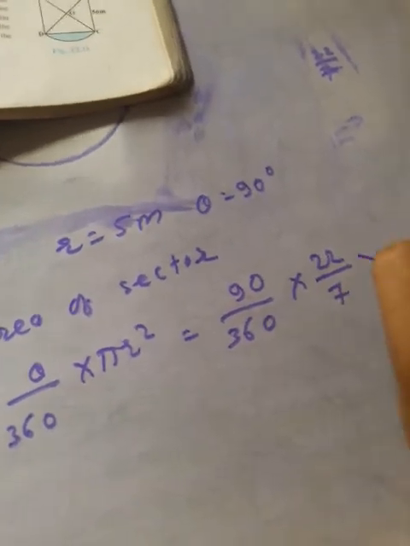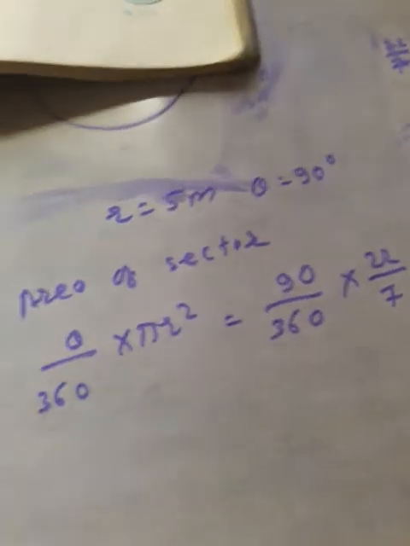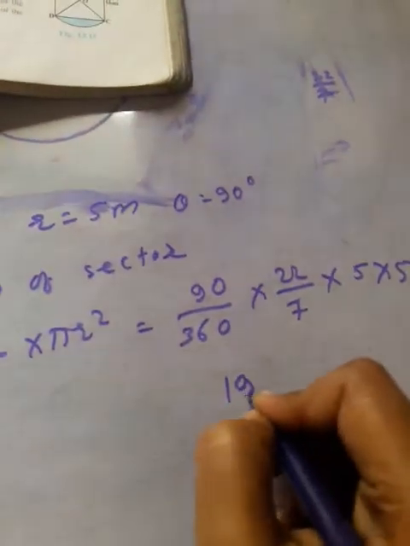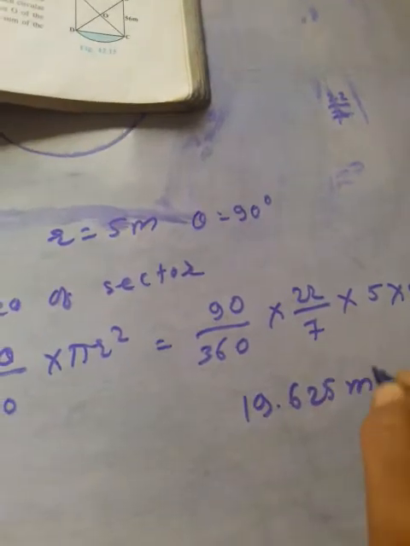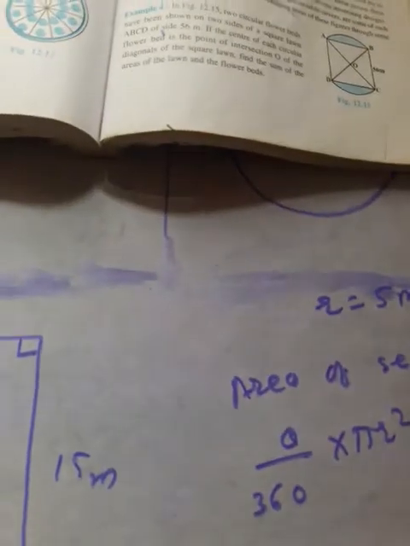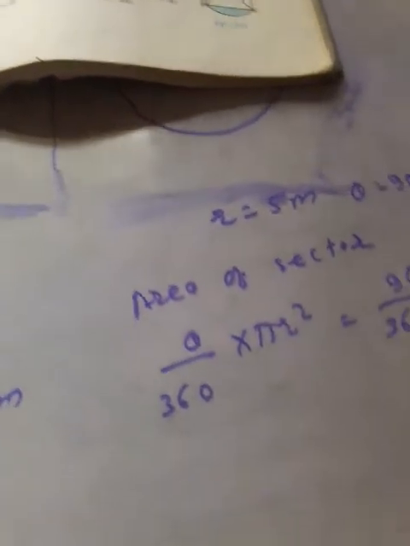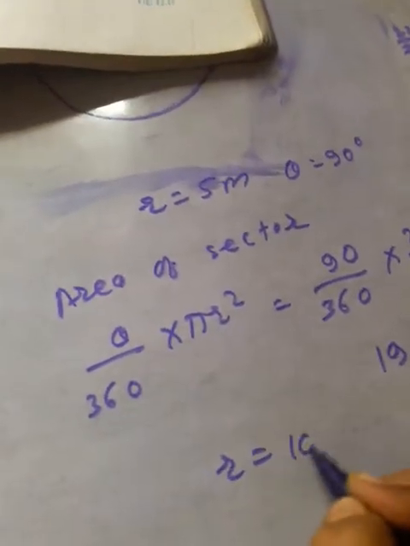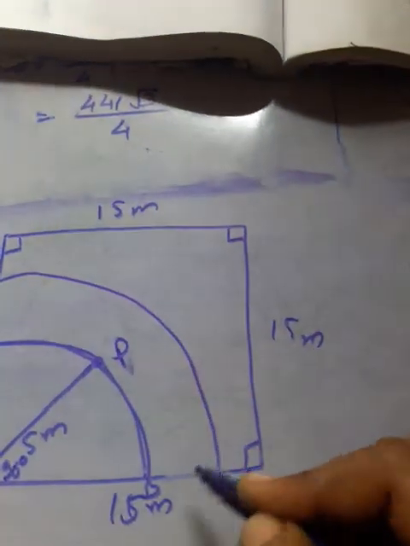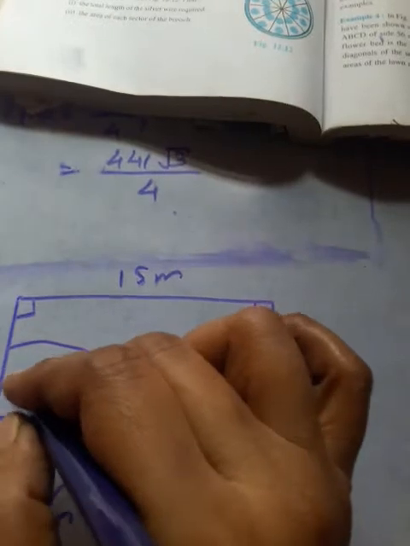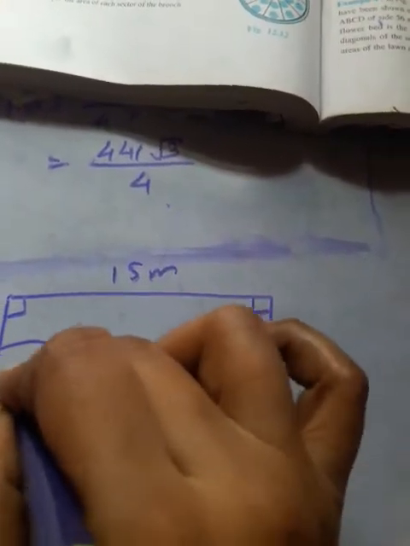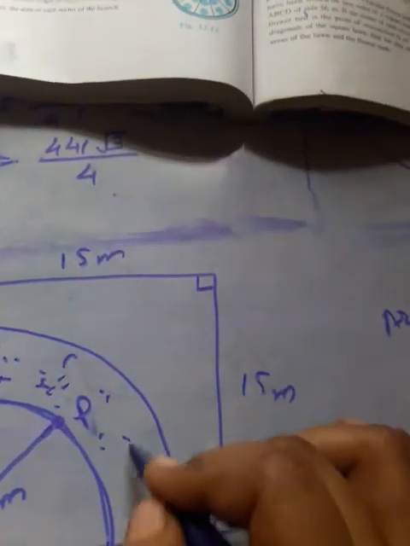So area of sector is theta by 360 into pi r square, that is 90 by 360 into 22 by 7 into r square, means 5 into 5. Try to calculate it and find the area by this simple method. So we'll get the area here, 19.625 meter square, because it is given in meters. Now the length of rope is increased, means radius increases from 5 to 10 meters. We have to find the area of this increased part in the grazing area.